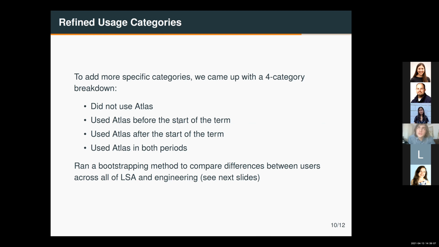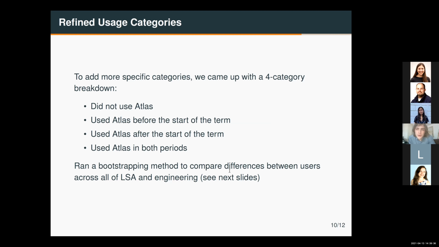Once we did this, we came up with some more specific categories. This was a 4-category breakdown. We actually tried an even more refined breakdown, but it wasn't very effective, because it was difficult to find differences with low statistics. We broke it up into 4 categories: people that didn't use Atlas at all, people that used it before the start of the term, people that used it after the start of the term, and this is all for a given class, and people that used Atlas in both periods.